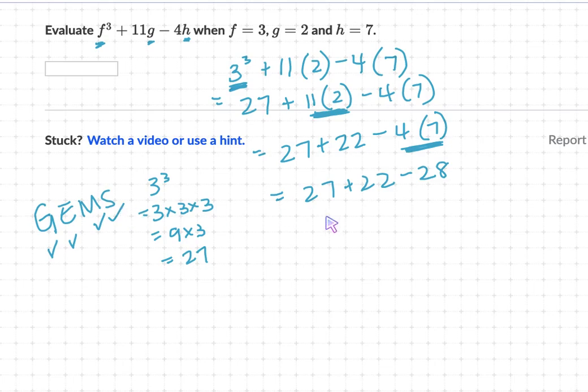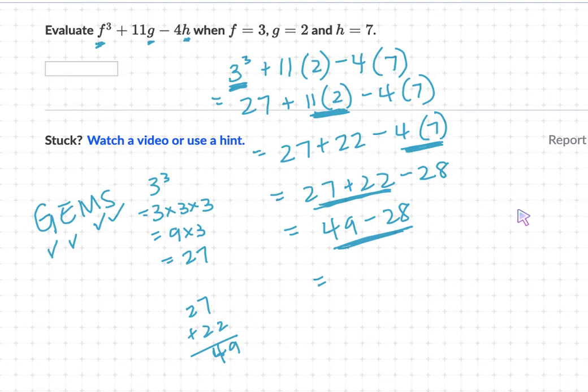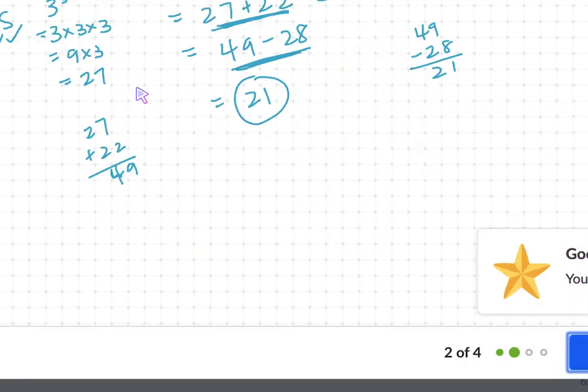Now I'm working on subtraction and addition starting from left to right. First thing I see is addition. So 27 plus 22 is 49. 49 subtracting 28 is my last one. And that's 21. So my answer should be 21. Then I always want to double check it to just make sure I didn't do any silly math errors. And then when I feel good about it, I'm going to put that in. And I got that correct.